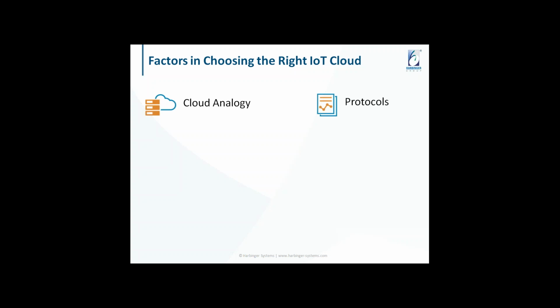The second factor is protocols. The protocols supported by the IoT platform are also important. In case the devices connected in your IoT application have limited memory or support only messaging, then MQTT is probably the right protocol for communication. But then the IoT platform which you are choosing should also support communication via MQTT. So one needs to see which protocol, whether MQTT, XMPP, HTTP, or CoAP, is supported by the platform.